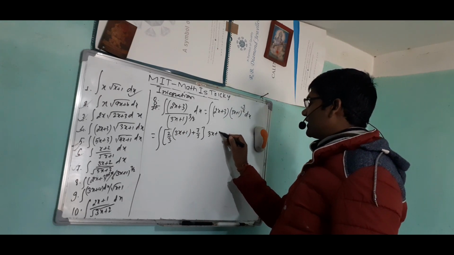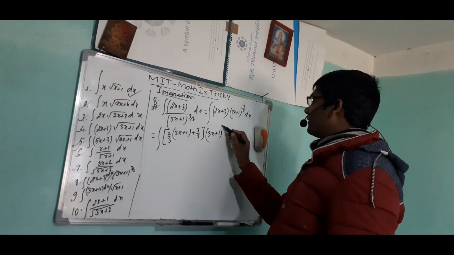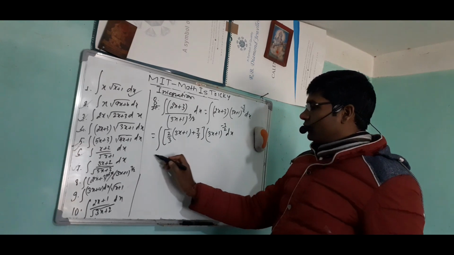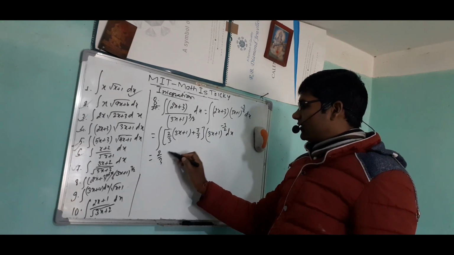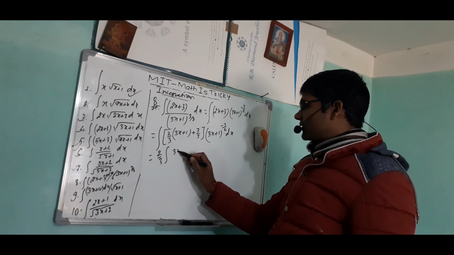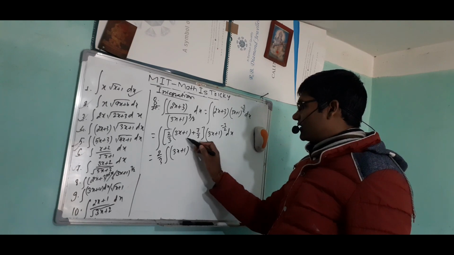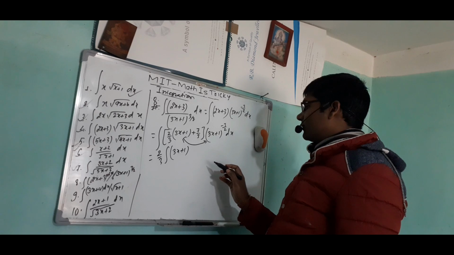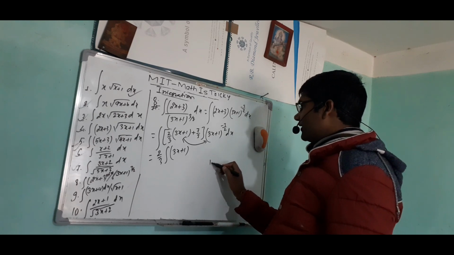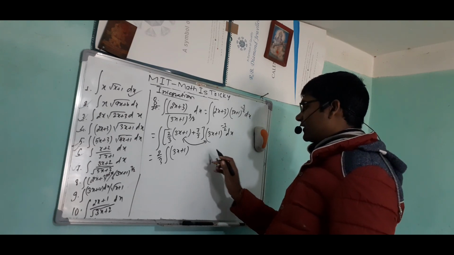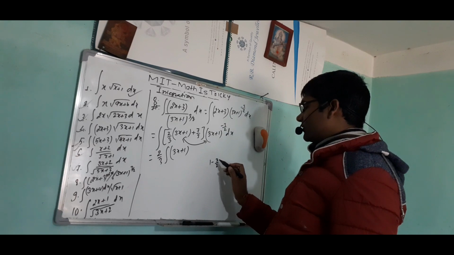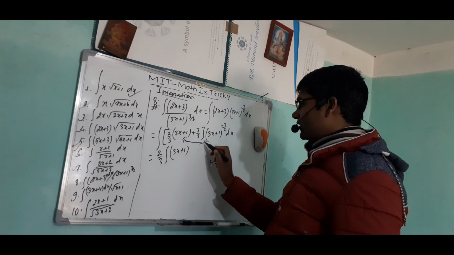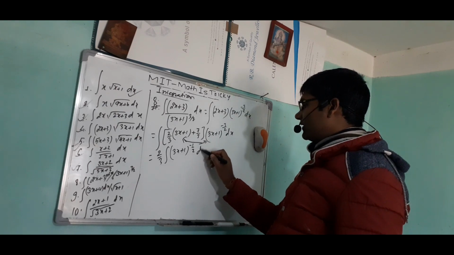The base is (3x+1) with power minus 3/2. Now what we are getting is 2/3 integration of (3x+1), and if we multiply as before, we get 1 minus 3/2, which is 2 minus 3, meaning minus 1/2 in the power, so (3x+1)^(-1/2) dx.